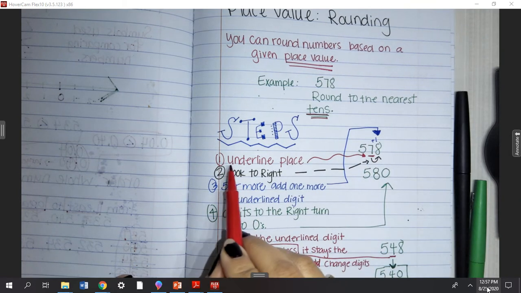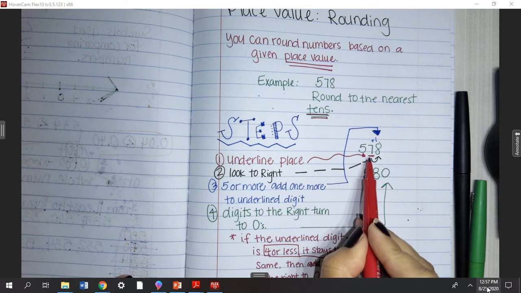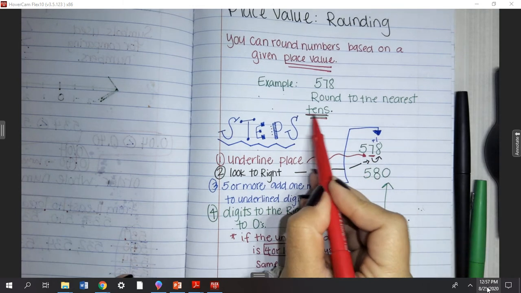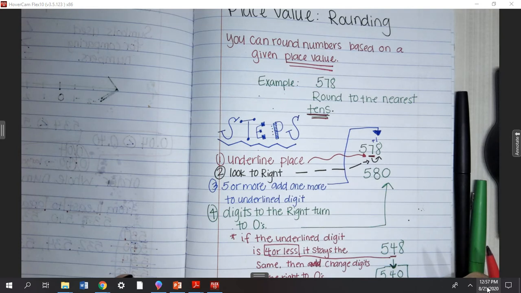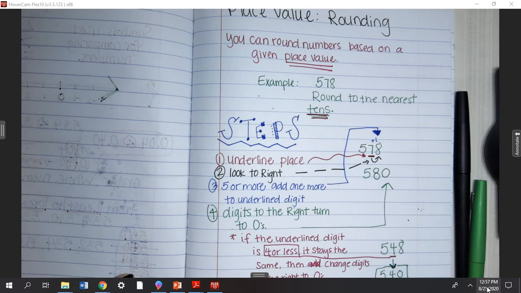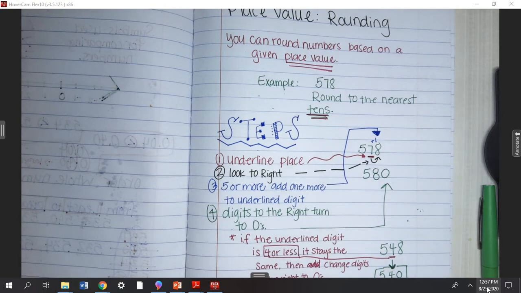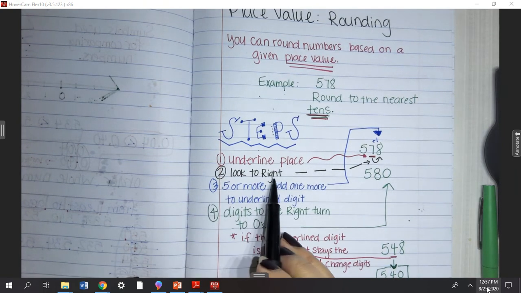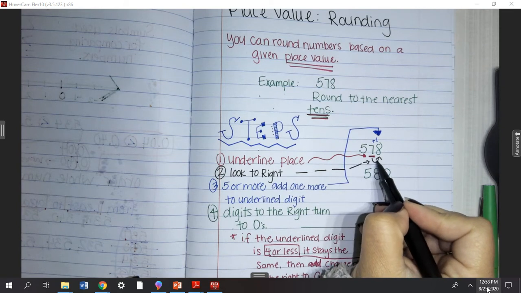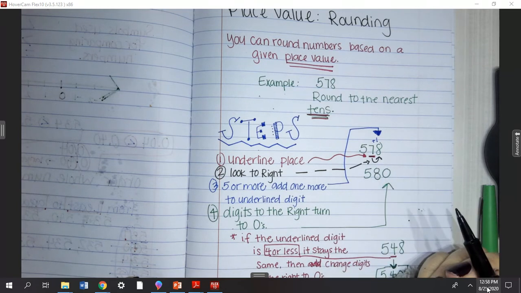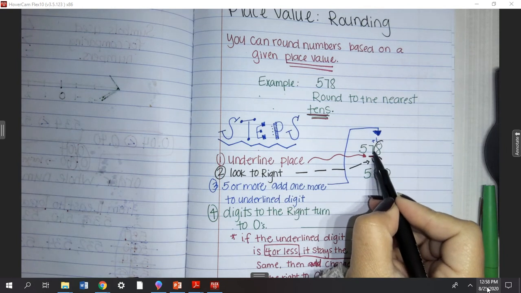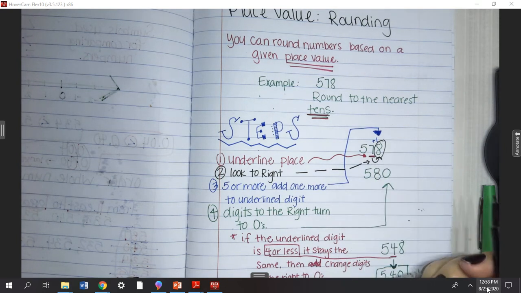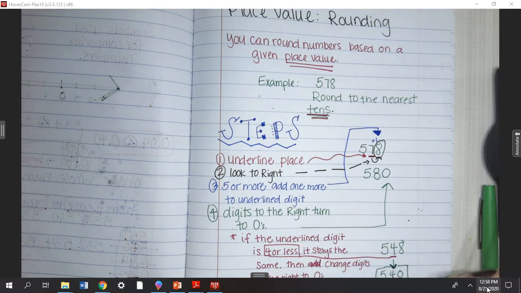The first thing I'm going to do is underline the place that it's asking. If it's asking for the tens, I'm going to underline the digit in that place. I'm going to underline that 7. For step number 2, I'm going to look to the right of the digit that I've underlined. This digit is going to tell me what to do to the number that I underlined.